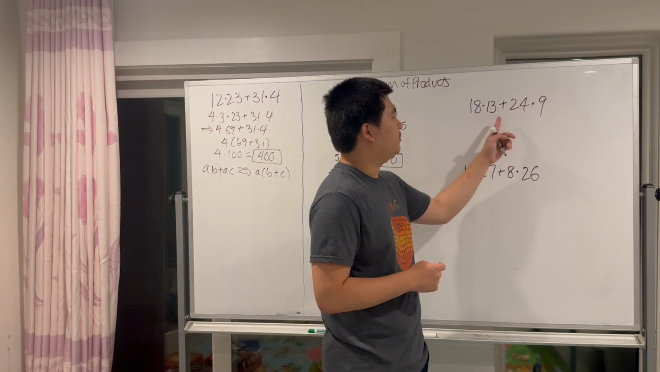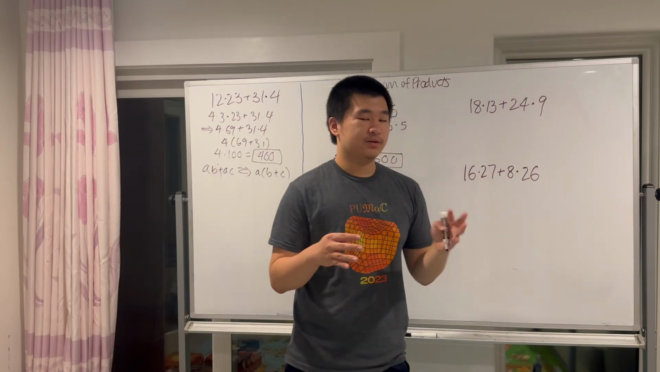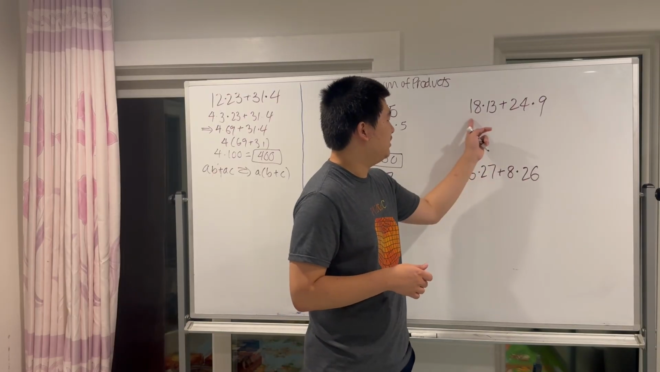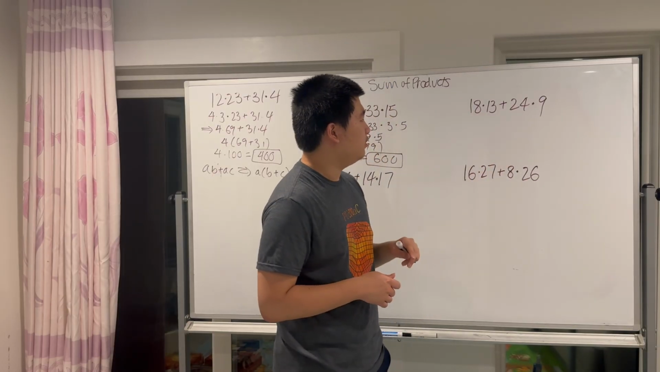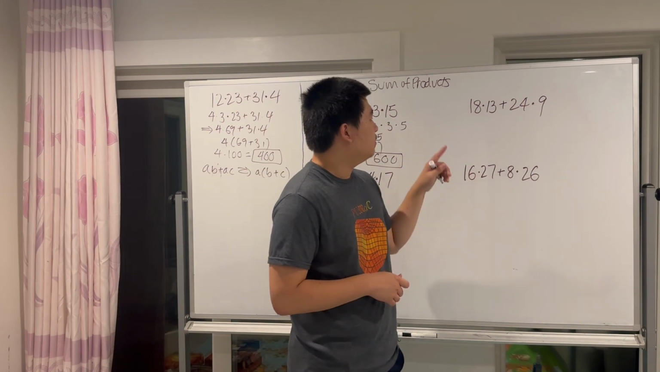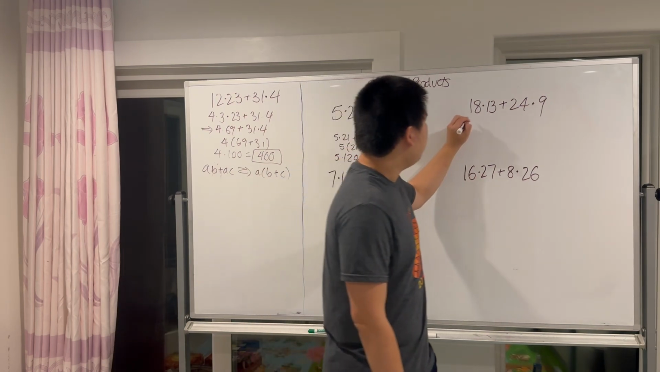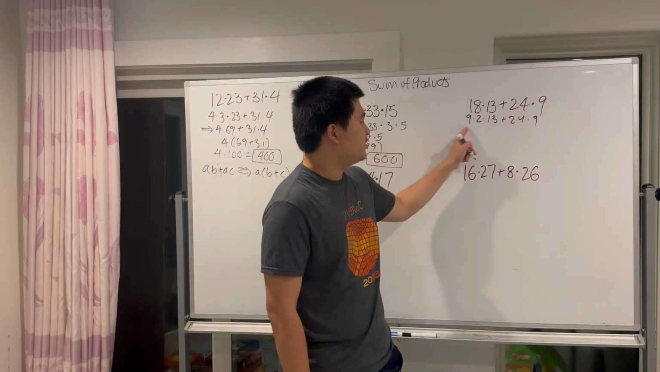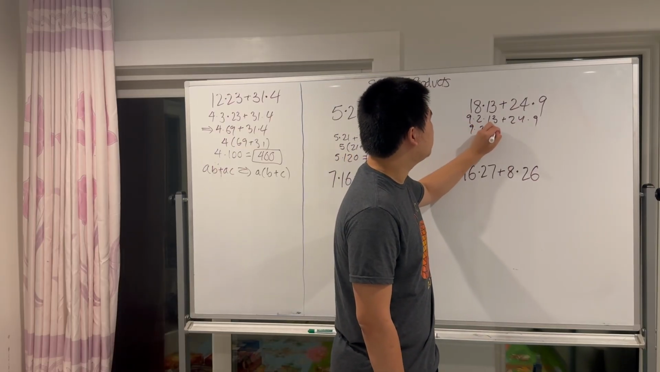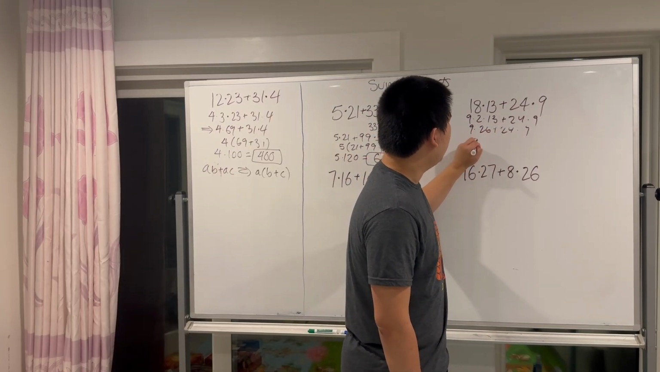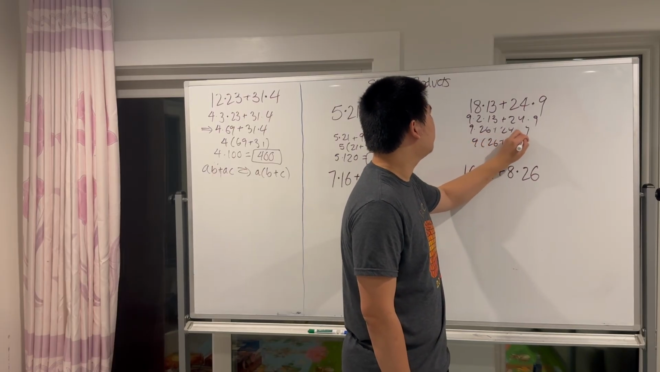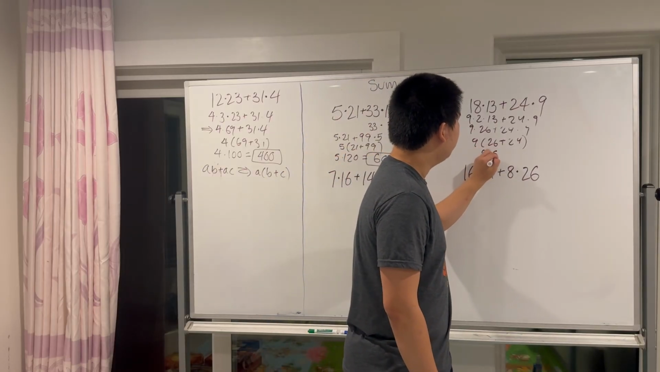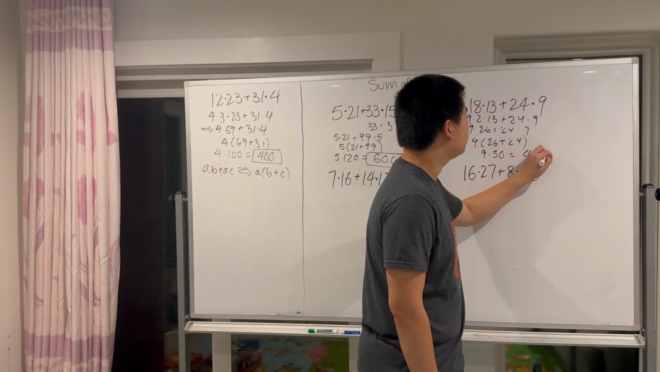Now 18 times 13 plus 24 times 9. Again, there's only one pair of factor things in this problem. It's 9 and 18, right? So we're going to try to get a 9 in here. How do we get it? We get it from the 18. So we factor 18 as 9 times 2 times 13 plus 24 times 9. So what's this? This is 9 times 26 plus 24 times 9, which is 9 times (26 plus 24). Now with 26 plus 24, it's just 50. So it's 9 times 50 equals 450.